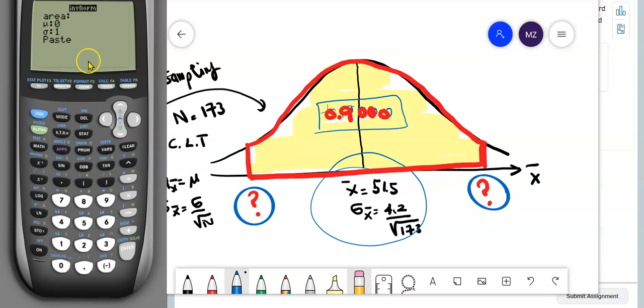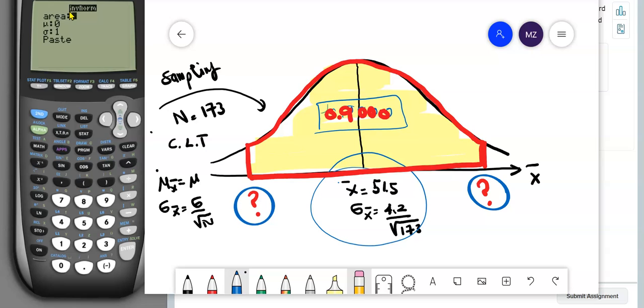The area is always the left tail area. What does that mean? If I am looking for this number in here, I need to feed the calculator the area from this side.